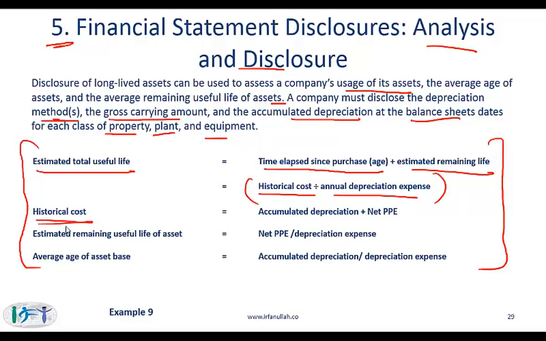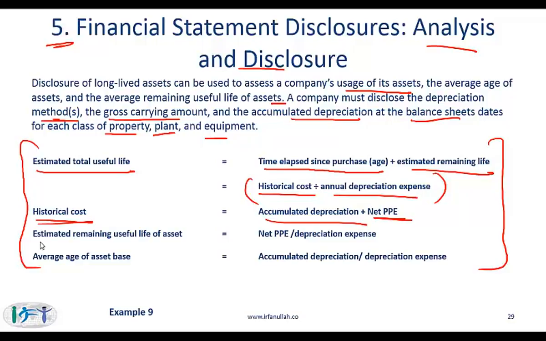How can you come up with the historical cost? This is a very straightforward relationship. You just take the accumulated depreciation and the net PPE. The accumulated depreciation will give you a sense for what has depreciated so far, plus net PPE. This gives you historical cost.